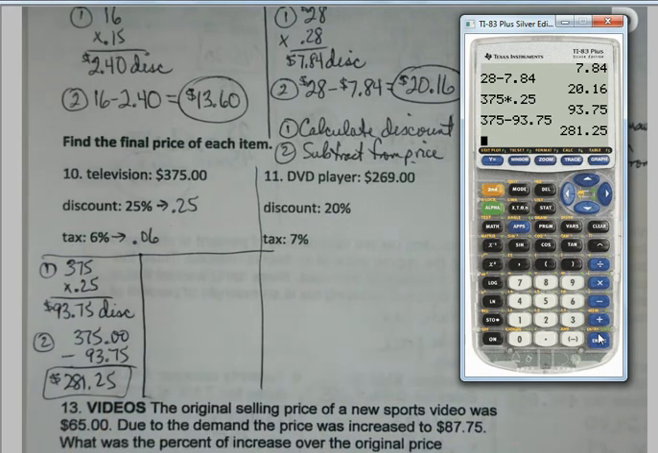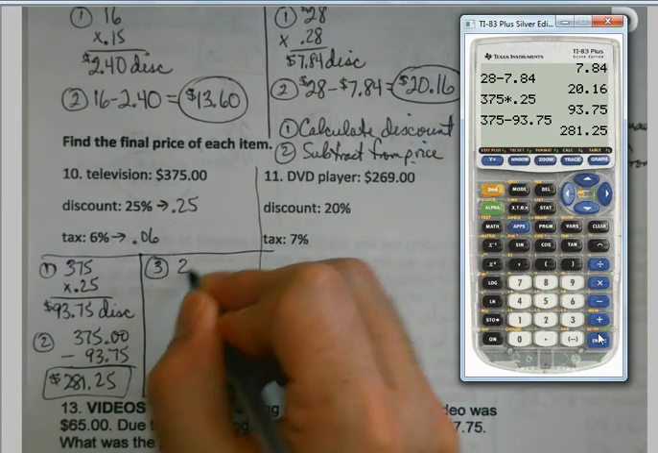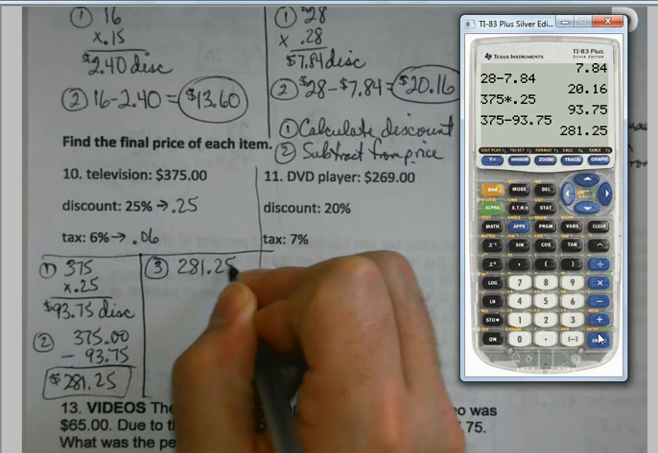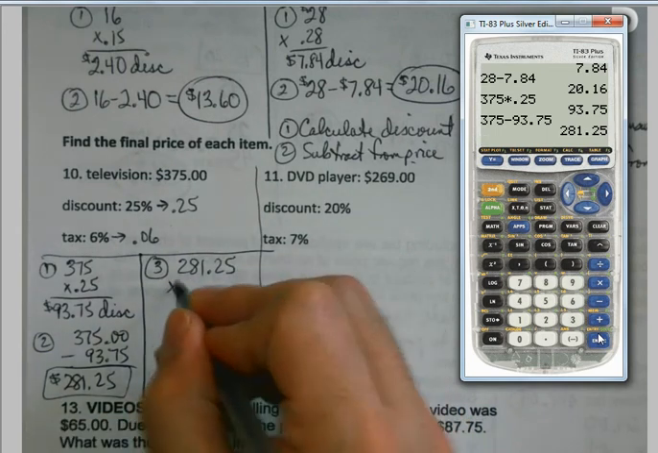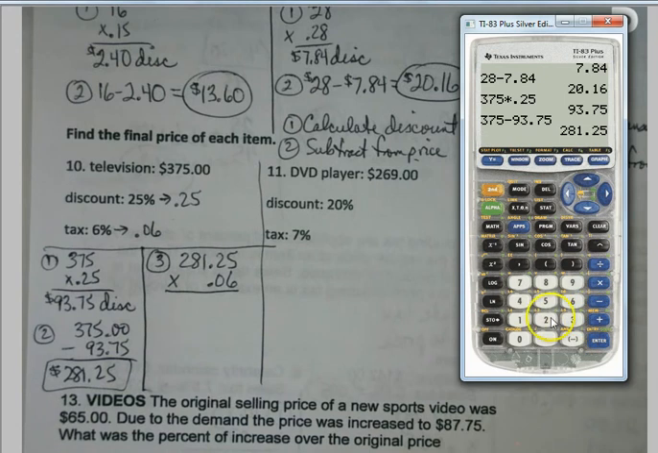So it's $281.25, but I'm not done, because I still have to figure out what the final price is going to be. So here's the last part. I'm going to take that price and I'm going to multiply it by the tax. So it just kind of all builds together.